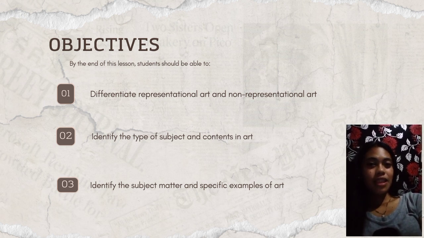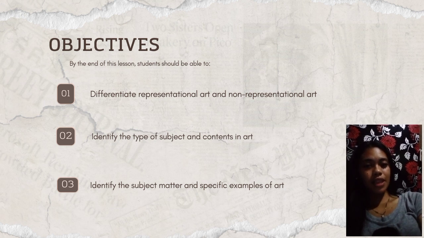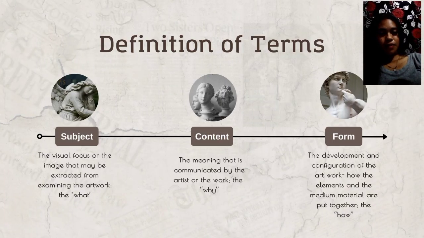First, differentiate representational art and non-representational art. Second, identify the subject and contents in arts. And number 3, identify the subject matter and specific examples of art. So these are the expected lessons to be learned by the end of the discussion. So let's proceed to the definition of terms.